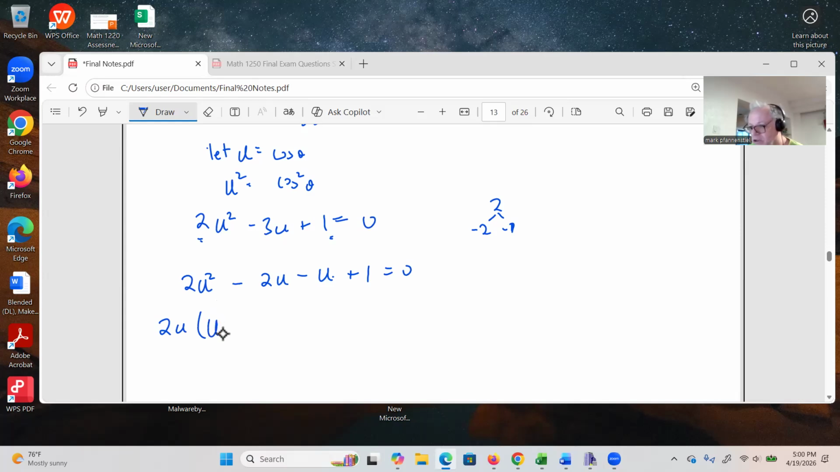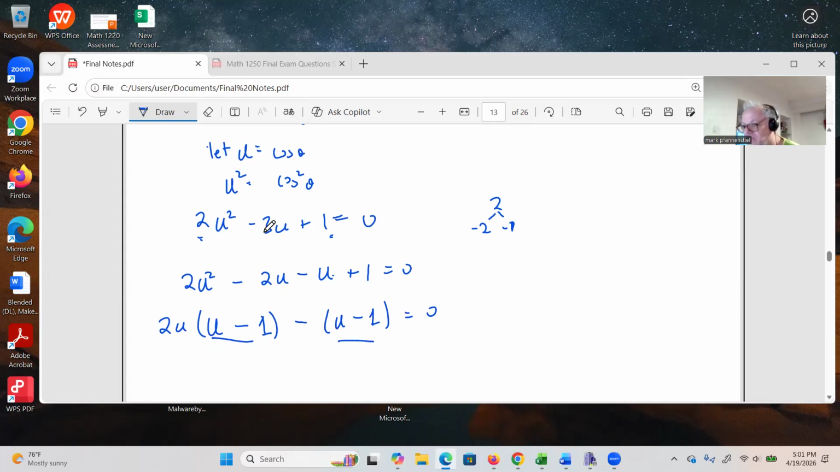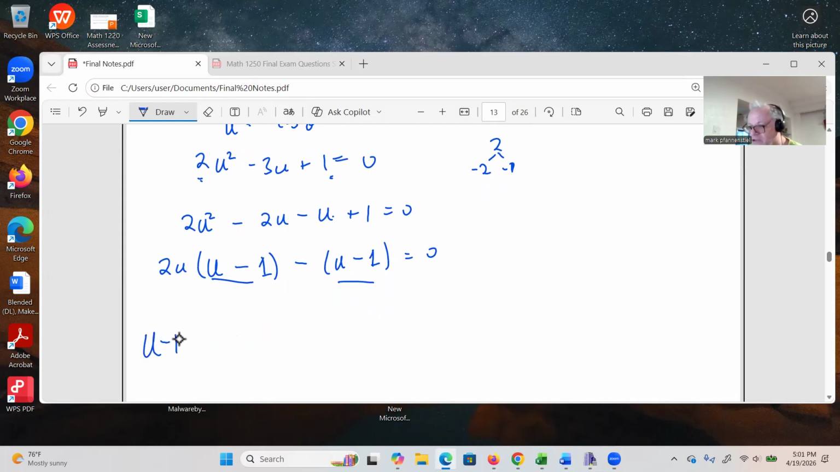That leaves a u. Minus, we pulled out 2u, so that's just a -1. I'm going to put a -1, so we're going to say u minus 1, we change both signs, equals 0. Now, those two pieces are the same. So this is u minus 1 times 2u minus 1 equals 0. So we either have u equal to 1 or 2u minus 1 equals 0.